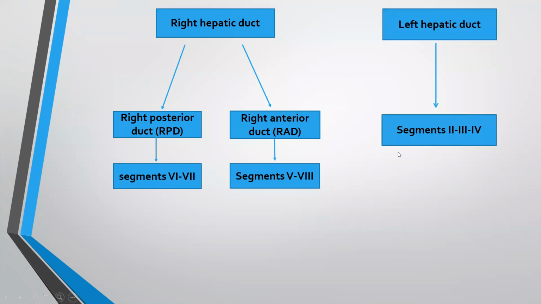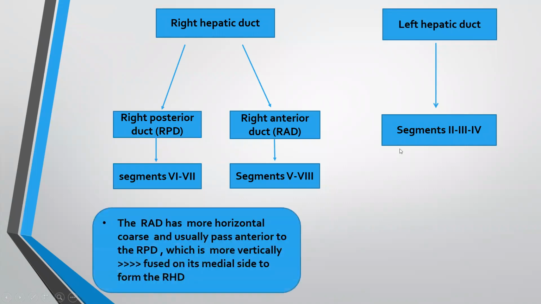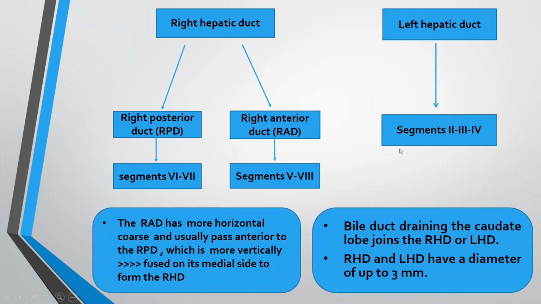The left hepatic duct drains the left lobe, segments 2, 3, and 4. The right anterior duct has a more horizontal course and usually passes anterior to the right posterior duct, which runs more vertically, then fuses on its medial side to form the right hepatic duct. The bile duct draining the caudate lobe joins either the right hepatic duct or the left hepatic duct. The right and left hepatic ducts have a diameter of up to 3 millimeters.